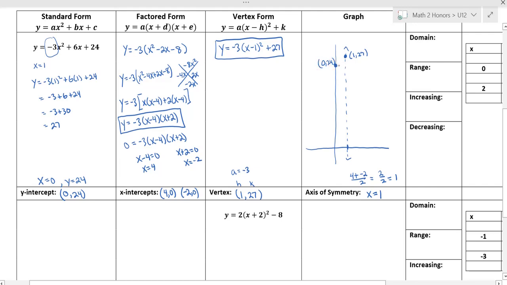And that's one value to the left of the center. So if I go one value to the right of the center, I'm at the same height. So that would be at 2, 24. I have an x-intercept at negative 2, 0, and one at positive 4, 0. And that gives us 5 points to get a good sketch of our parabola.